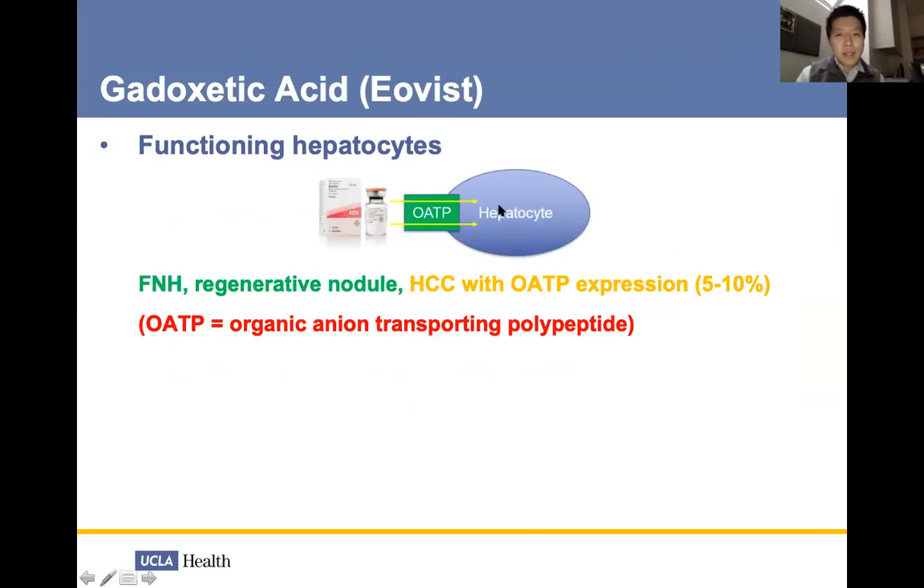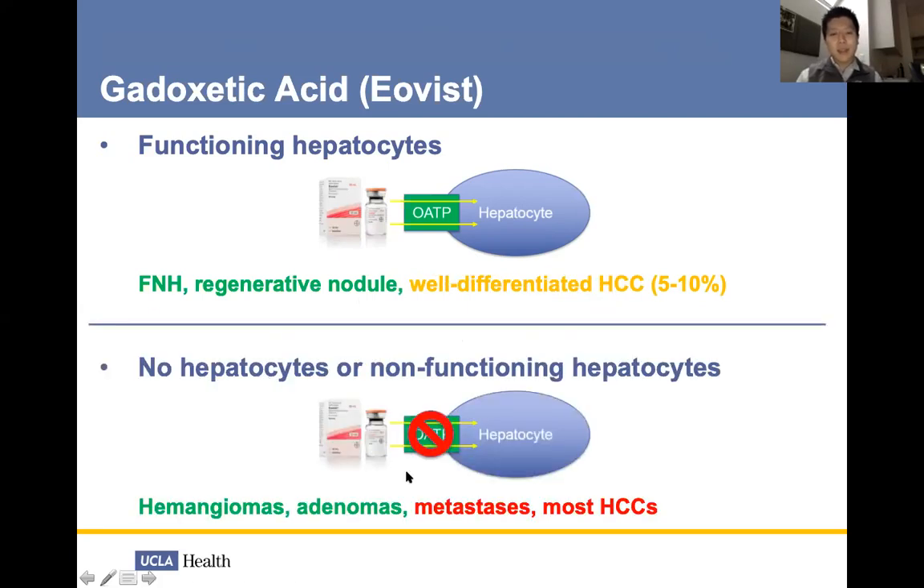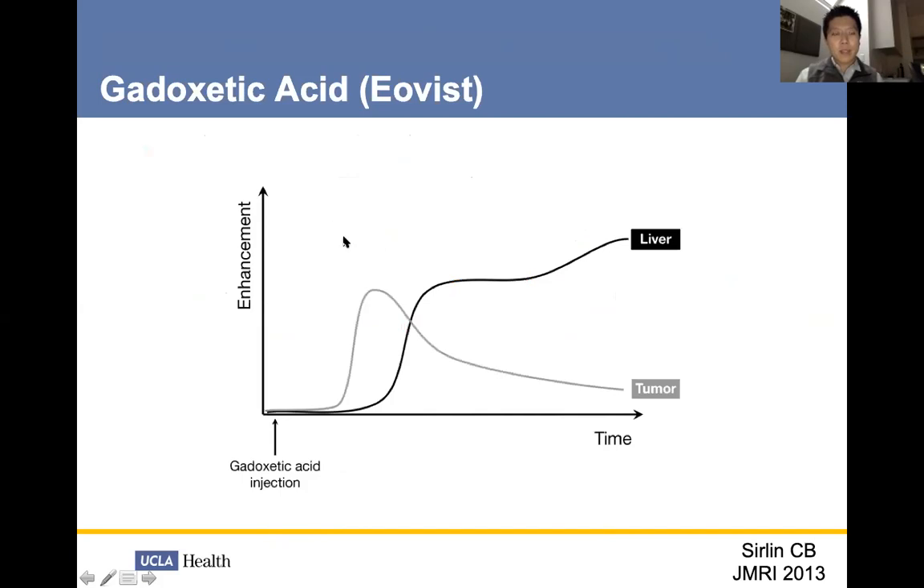So those things that take up Eovist, generally we think of FNH, or regenerative nodule, or occasionally HCC that has this organic ion transporting peptide expression that allows it to uptake it. And things that don't take up Eovist include most of these other non-hepatocyte types of lesions. So this is from Claude Sirlin, and you could see Eovist causes the tumor to have increased signal intensity first, and then the liver catches on later.